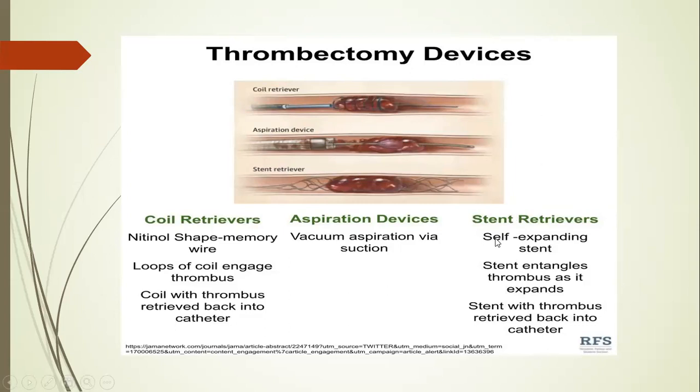Recently, what we are using now are stent retrievers. This is a self-expanding stent. It goes distally and forms a bag-like structure and completely retrieves the thrombus. These are the common stents. Nowadays we are using stent retrievers.